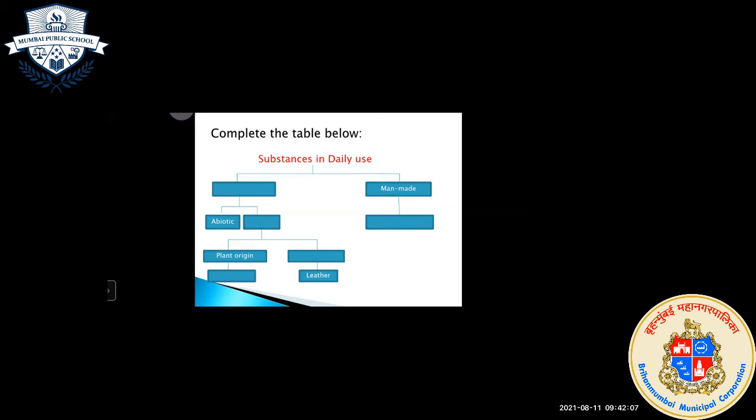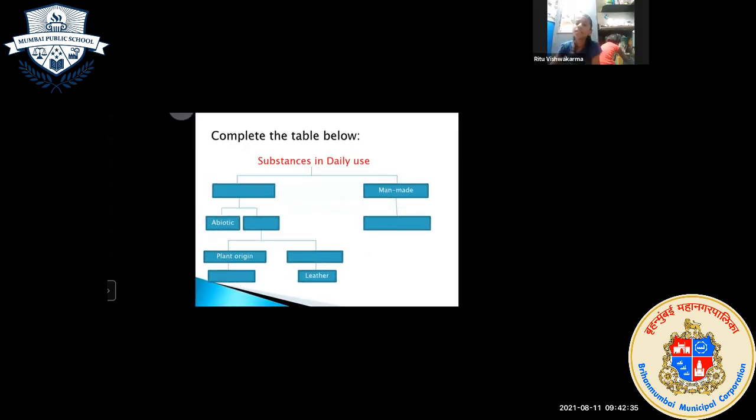Now here man-made. Name any man-made substance. Give an example. Table. Table is an object. Table is made up of what? Wood or plastic. Yes. Now see here. Wood is natural, so it will not come in man-made, but plastic is man-made. Got it? Yes, plastic. Very good.